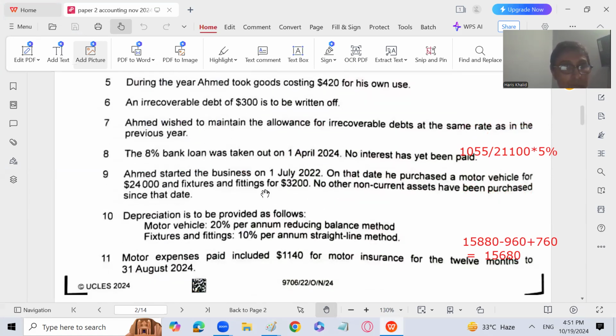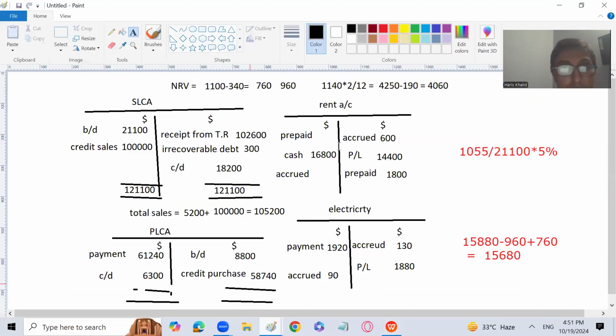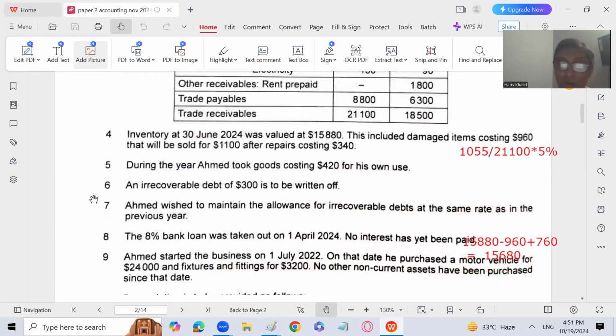The question says that motor expenses paid 1140 for motor insurance for the 12 months to 31st August. So this 1140 is basically 12 months of motor insurance, and 1140 times 2 over 12, July and August. Those 2 months do not relate to the current financial year, so they need to be subtracted. So 1140 times 2 over 12 becomes 190. 4250 is the motor expense minus 190. So 4060 is the motor expense figure to be written in the statement of profit and loss.